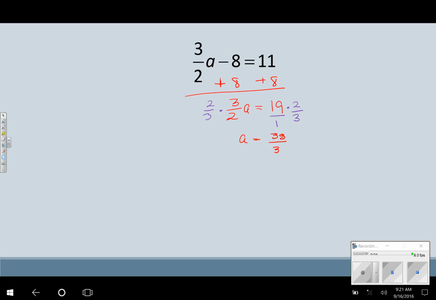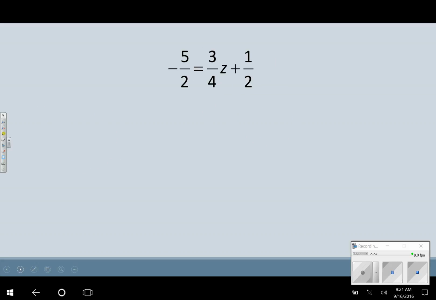The other way that we can do this, if you still aren't comfortable with fractions, is that we can take this as 2 steps. The first thing that I can do is multiply both sides by 2. And when that happens, my 2's cancel, and I'm left with 3a equals 38. And then I can just divide both sides by 3, so a equals 38/3. So you decide whichever way you're comfortable dealing with that. I would really love you to get comfortable with fractions, though.